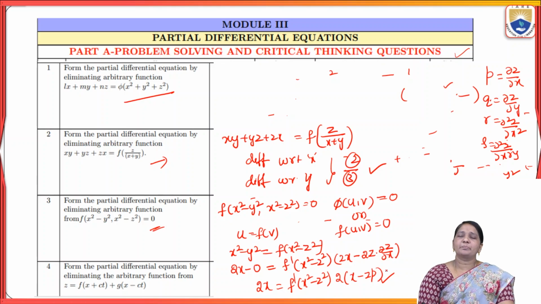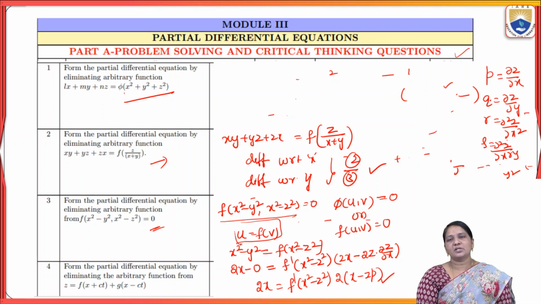So problem to problem, the simplification will be different. Why? Because it depends on the given equation. Here this one and this one we can do in the same way. Here one more step we have to do: if it is given in the form of f of u comma v equal to 0, we have to write it in the form u equal to f of v. After that, the procedure is as it is.